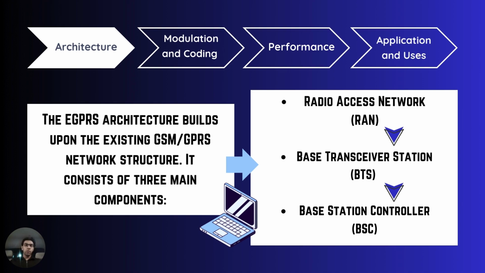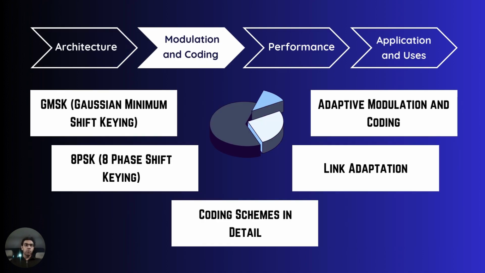It is built upon these three components that we see right now on the screen. The radio access network, which is the base station for communication; the base transceiver station, which is the radio transceiver for the RAN; and lastly the base station controller, which manages the base transceiver station. They are all connected, which brings us to modulation and coding.